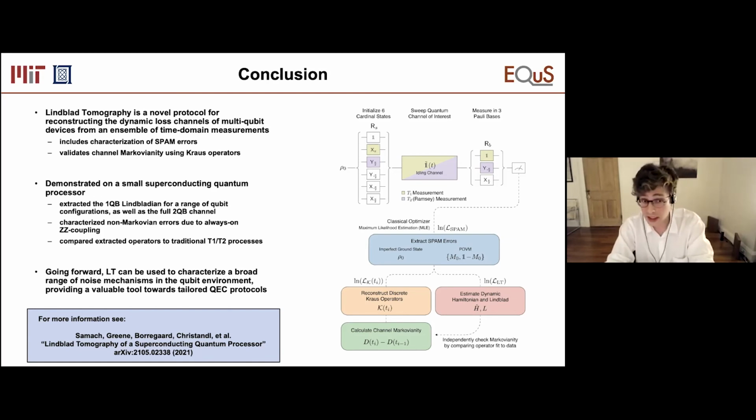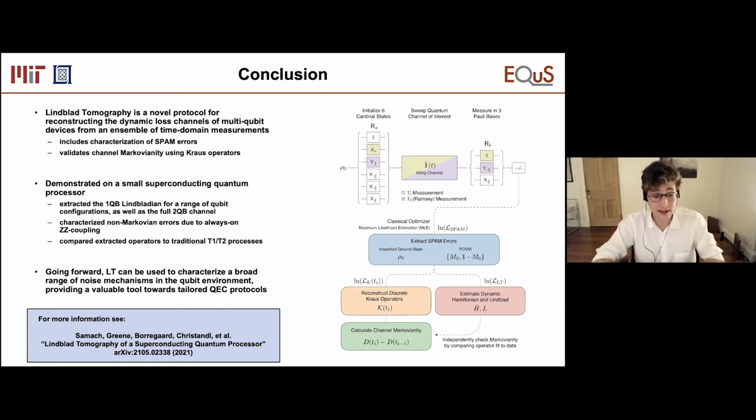We characterized the non-Markovian errors due to the always-on ZZ coupling between transmon qubits. And then we compared these extracted operators to traditional T1 and T2 processes. As I said in the previous slide, going forward, we think that Lindblad tomography can be used to characterize a broad range of noise mechanisms in the qubit environment, and will ultimately provide a valuable tool towards tailored quantum error correction protocols.